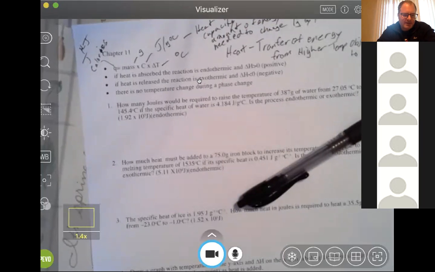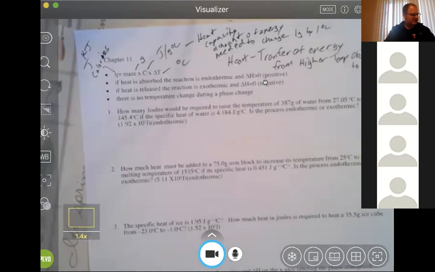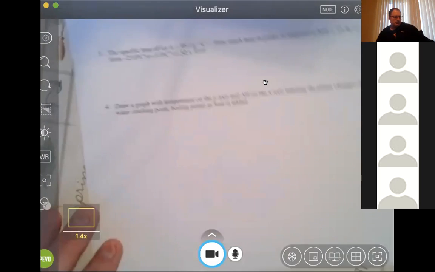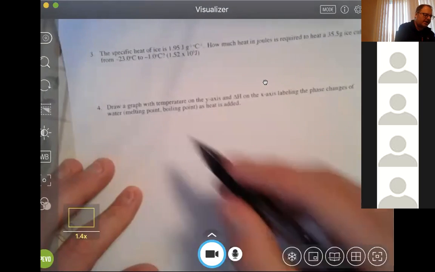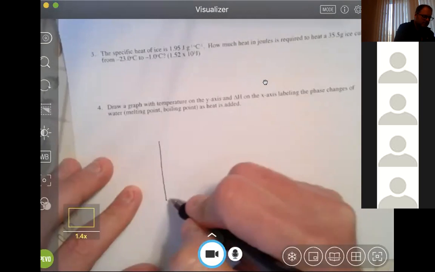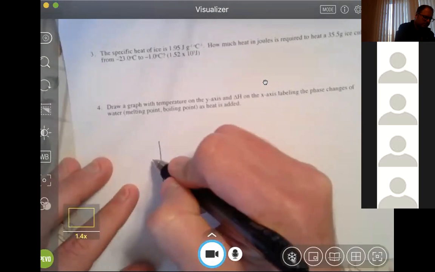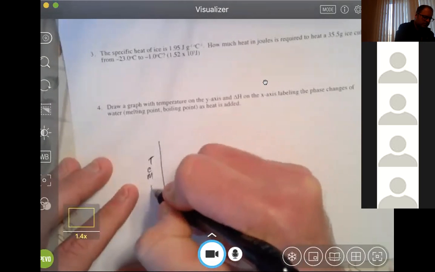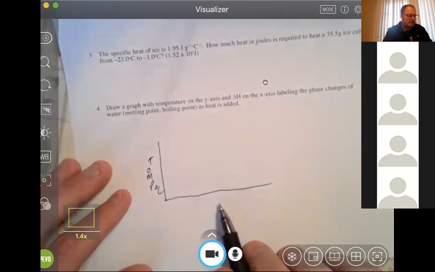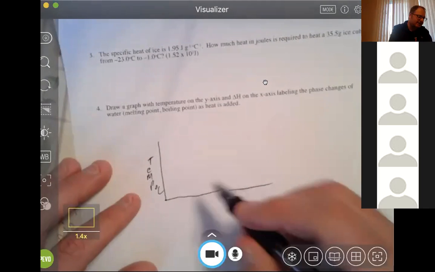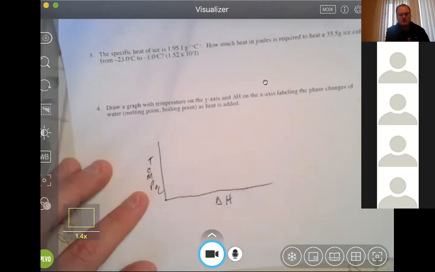If we look at that, then that should be good. There is no temperature change during a phase change. So let's do question 4 first. It says describe a graph or draw a graph with temperature on the y-axis, and on the x-axis, labeling the phase and delta H. That's the amount of heat.